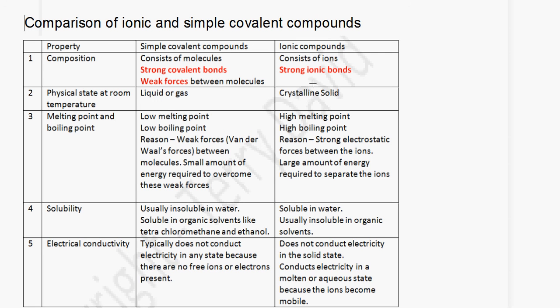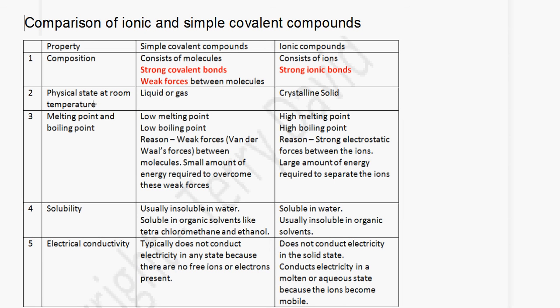Now let us compare ionic and simple covalent compounds. So the first property, in terms of composition, in a simple covalent compound, you have molecules present, and within the molecules themselves you have strong covalent bonds. But what happens is that you have weak forces between the molecules. Right? Now this is a key thing that you need to remember here. Always remember, covalent bonds are strong. What is weak is the forces between the molecules. And in the case of ionic compounds, we have ions present, and we have strong ionic bonds being present.